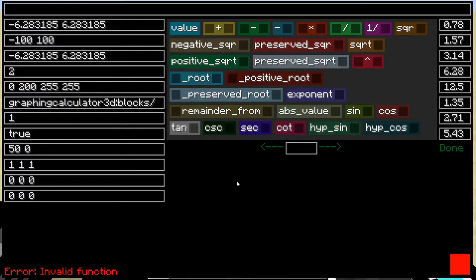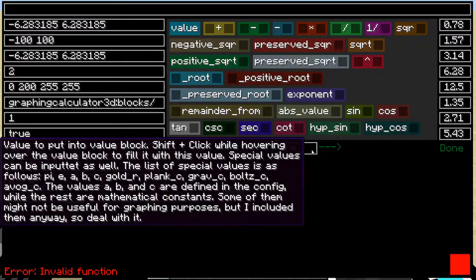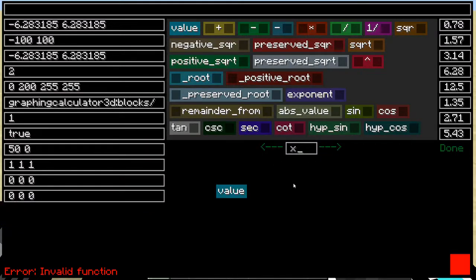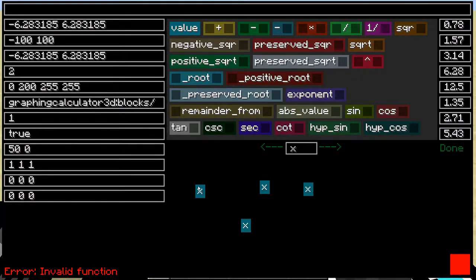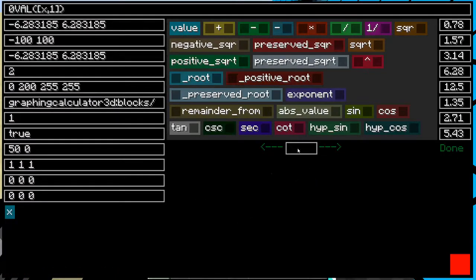Oh yeah, I almost forgot to mention how you actually input values. So you type the value you want to input up in this little box here, and then you hold Shift and click on the value block you want to add that to. That way you can still click it and move it, but when you want to add a value, it's pretty easy to do it to a bunch of them. Like for example, negative square. Like for example, there.